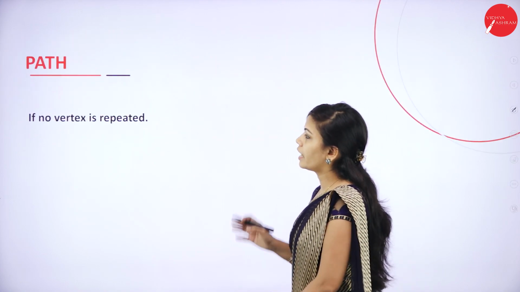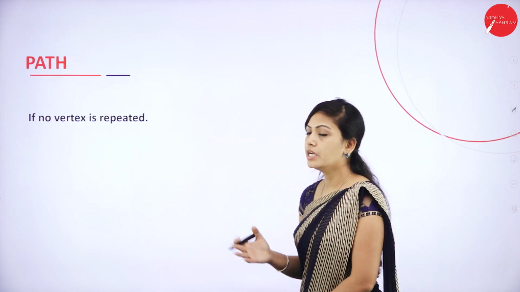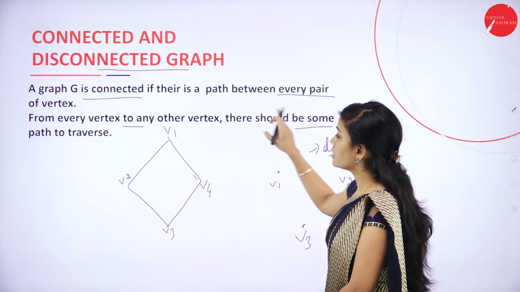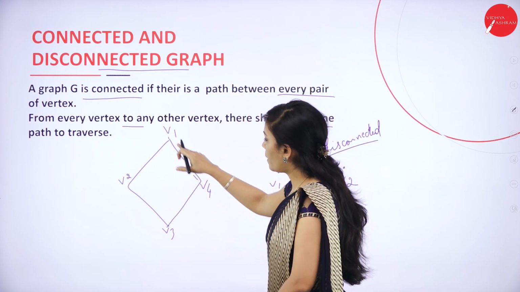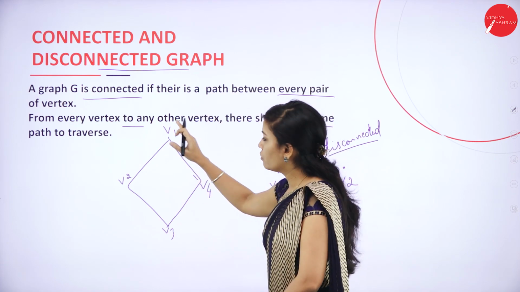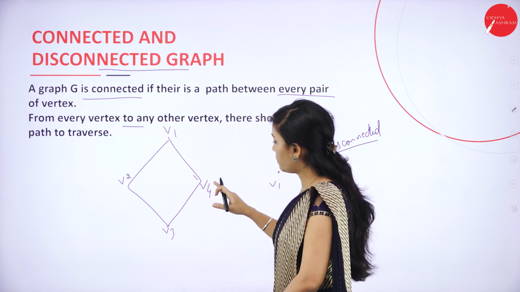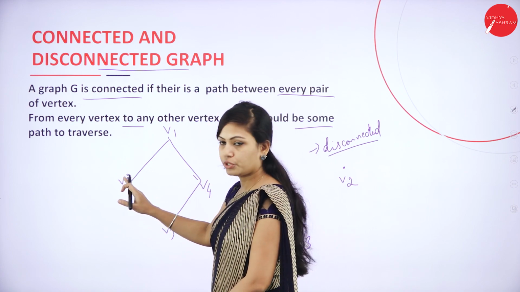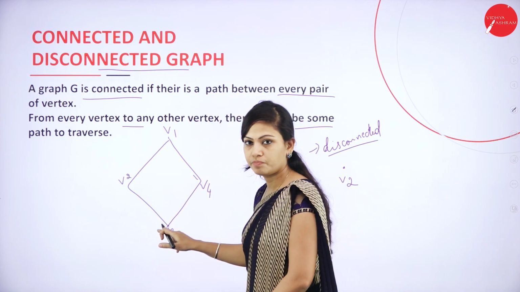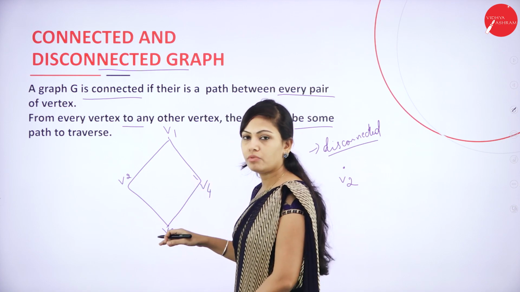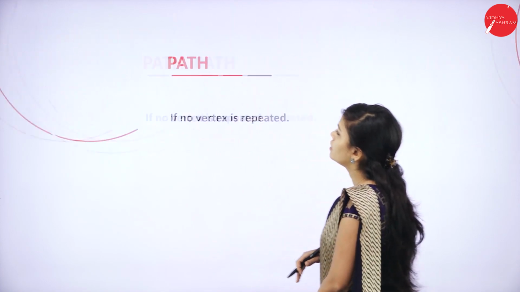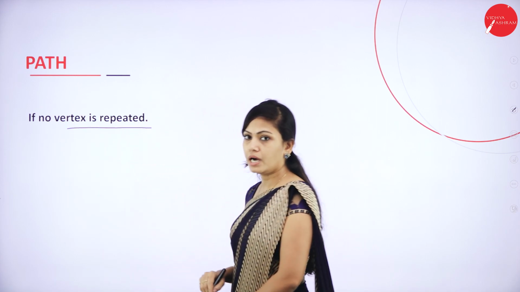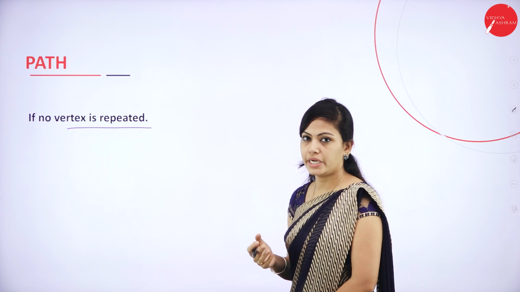And the next one we have is path. So what is this path? In the previous diagram I told you about path. There should be some path to traverse. So path means there should be a path from V1 to V4, and a path from V4 to V3, and a path from V3 to V2. So this is called a path. To traverse from each and every vertex there should be a path, right? In a path, no vertex is repeated.